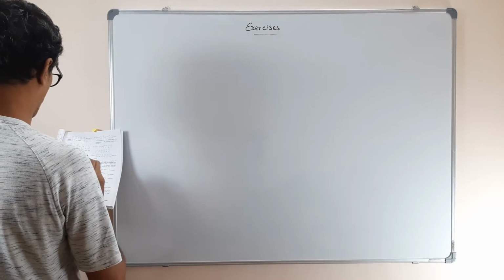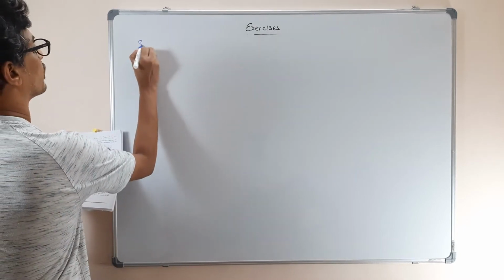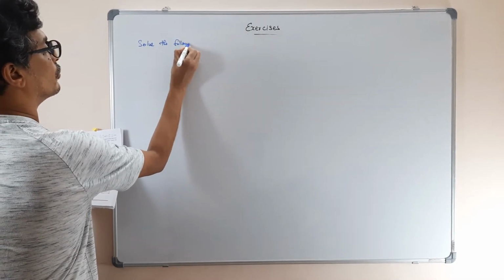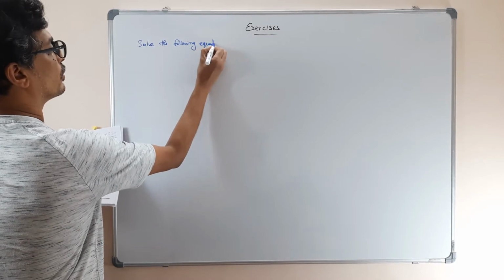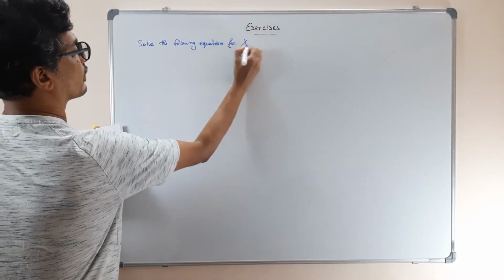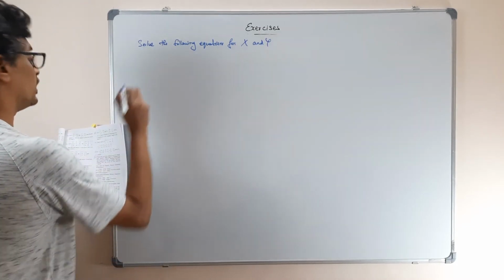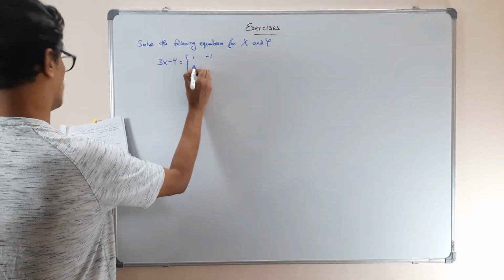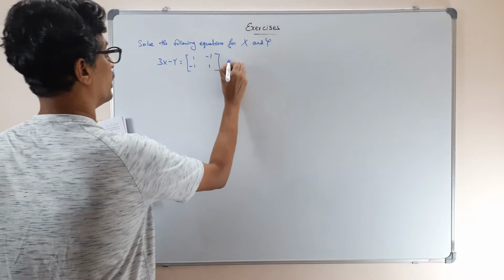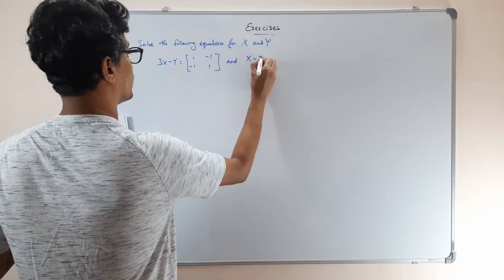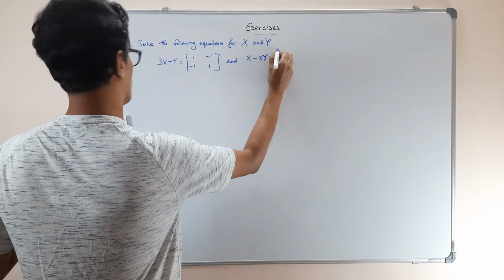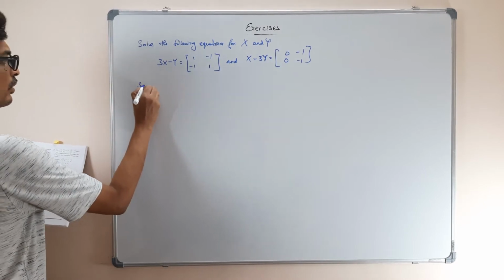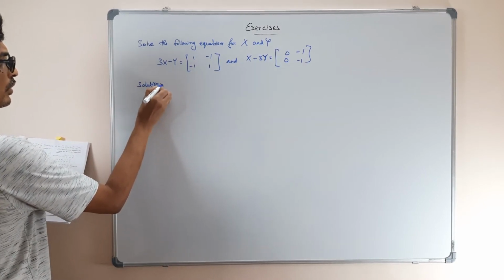Fine. So let us do this problem. Solve the following equations for x and y. What are they given? 3x minus y equals the matrix [1, -1; -1, 1], and x minus 3y equals the matrix [0, -1; 0, -1]. Again, this is also simple, not tough.